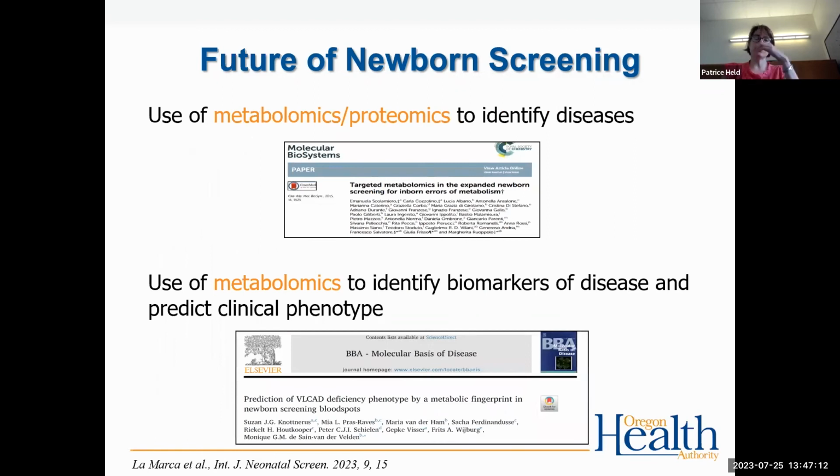Another potential place for new technology is the use of metabolomics and proteomics to identify diseases. There have certainly been several papers published on the use of metabolomics, not only to identify inborn errors of metabolism, but also to identify biomarkers of disease that can be used to predict clinical phenotypes. So even though we're not quite there yet with newborn screening programs using metabolomics, it's likely to become a future direction.